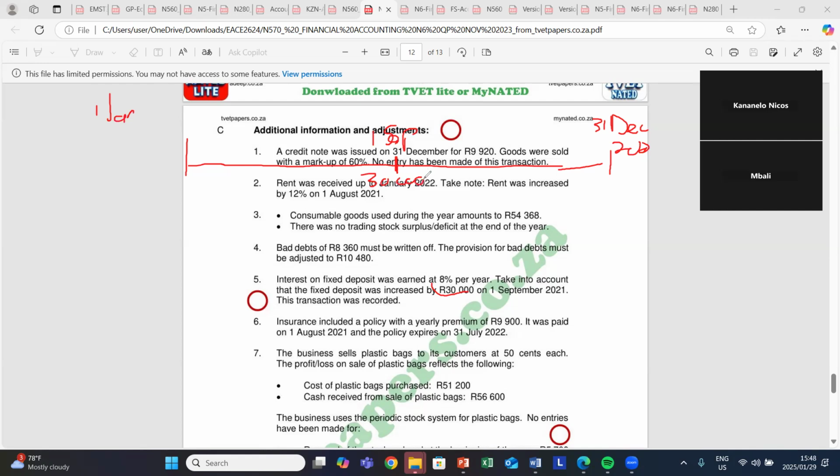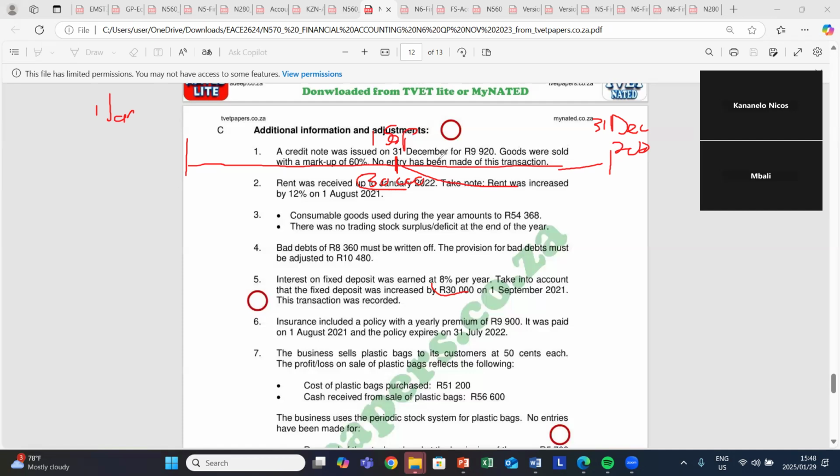So our fixed deposit increased by 30,000. So I said that you calculate the months before you increase your amount and also after you increase. Obviously, after will be from September up until December.